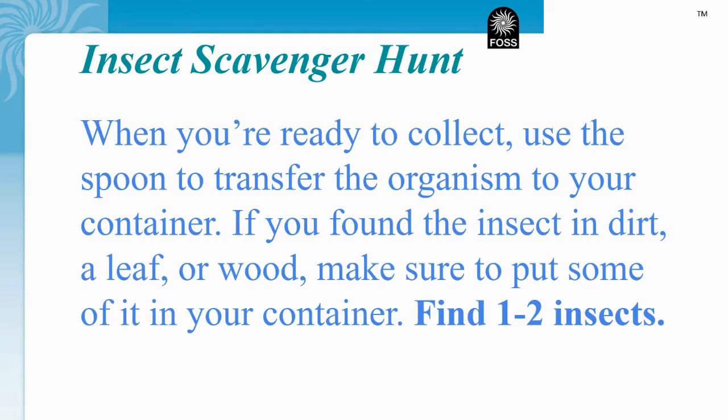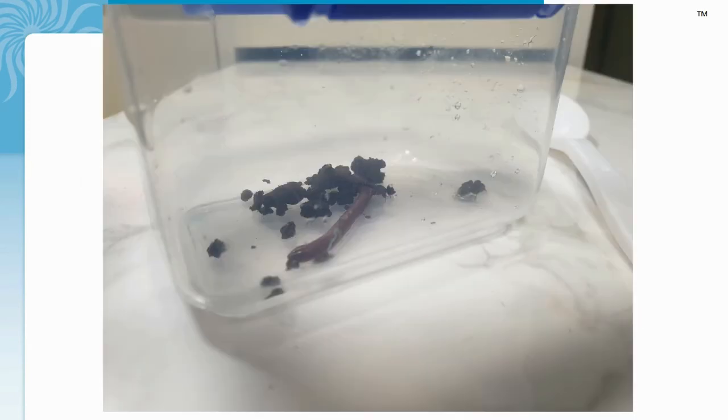All right, just like you saw in the last video, when you're ready to collect your insect, use the spoon to transfer the organism to your container. If you found the insect in dirt, under a leaf, or in wood, make sure to put some of it in your container. I want you to find at least 1 to 2 insects, but if you find more, hey, that's perfectly fine too.